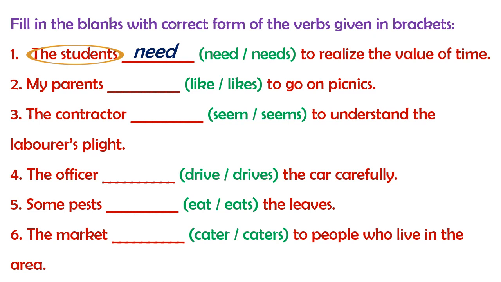My parents dash to go on picnics. This sentence again has a plural subject. My parents. Plural subjects should take a plural verb and the plural verb should not end in s. So the answer is like. My parents like to go on picnics.